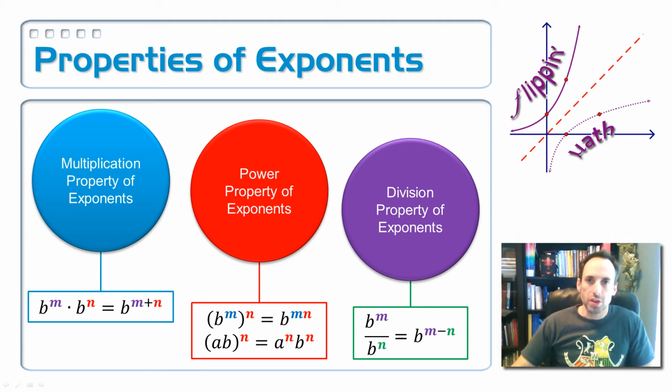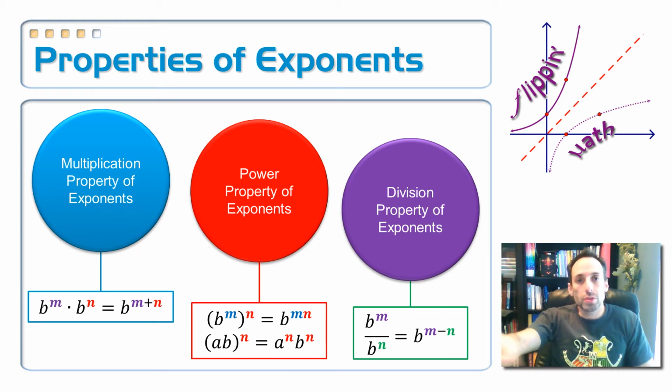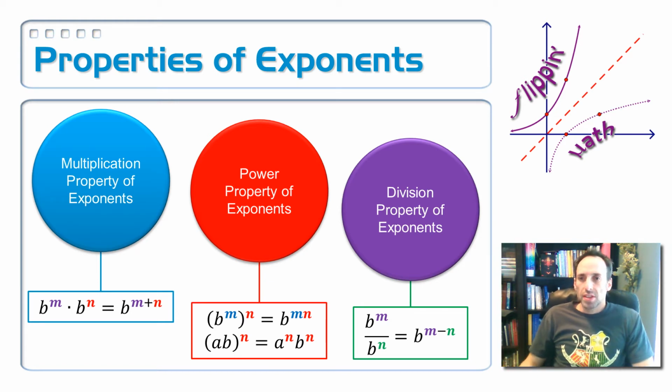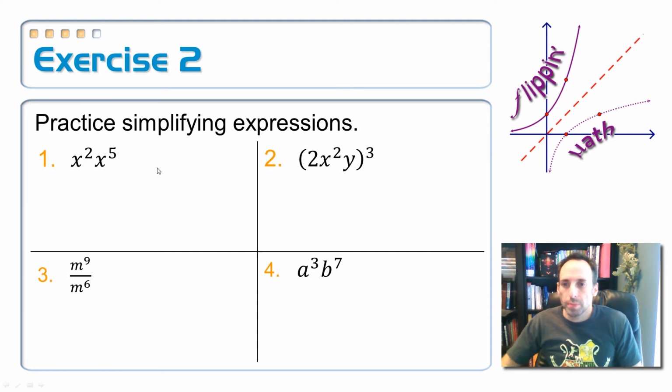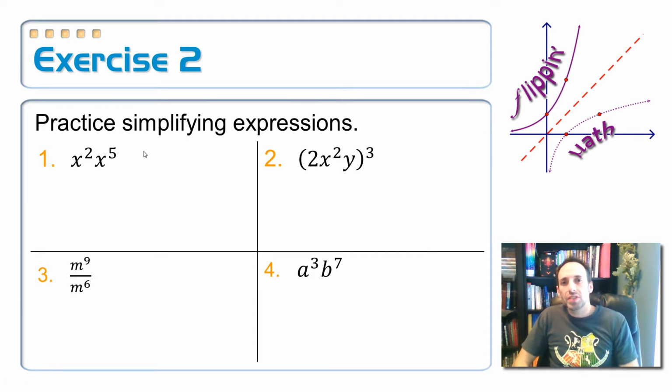Okay, so we were just talking about properties of exponents. Multiplication property: keep the base the same, add the exponents. Power property: you multiply the exponents. And division property: you are subtracting exponents, keeping the base exactly the same. So let's practice that here on exercise 2. Simplify these expressions. So let's look at the first one, x squared times x to the 5th.